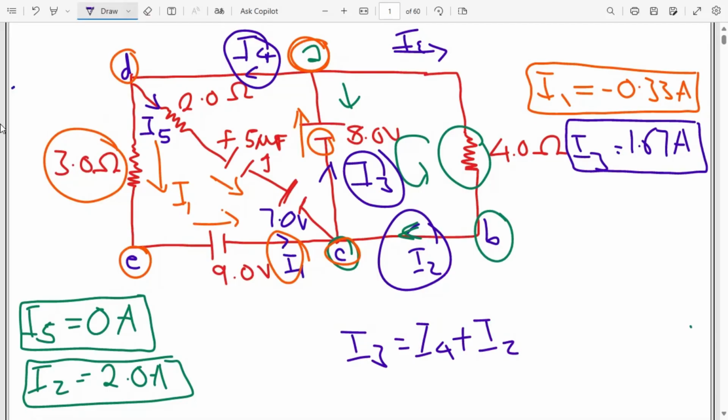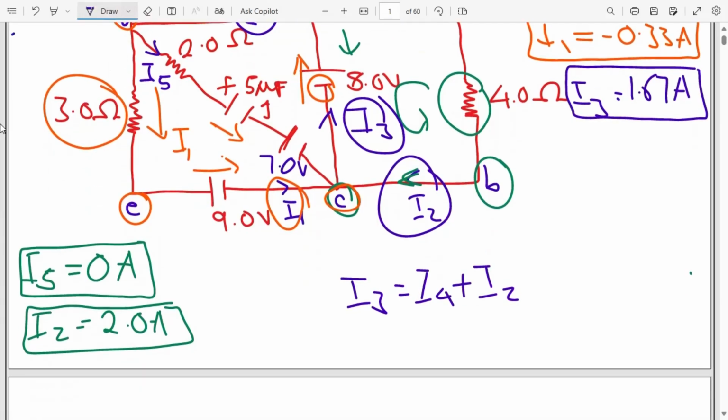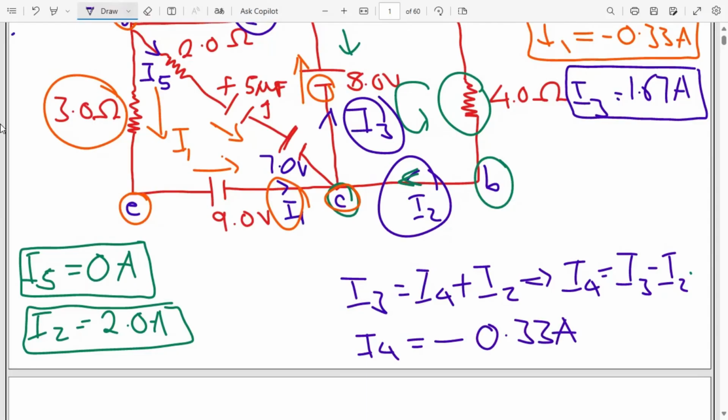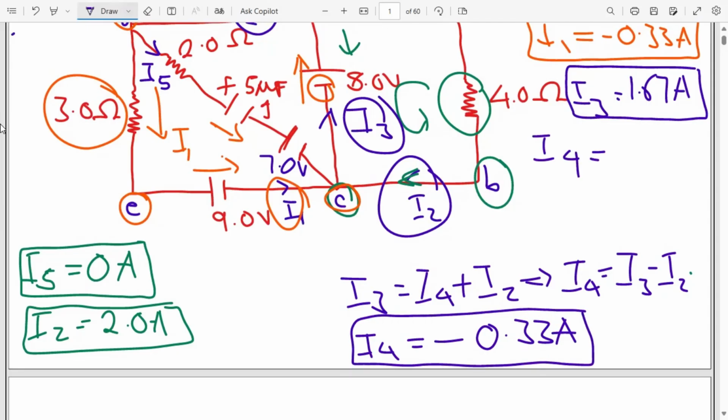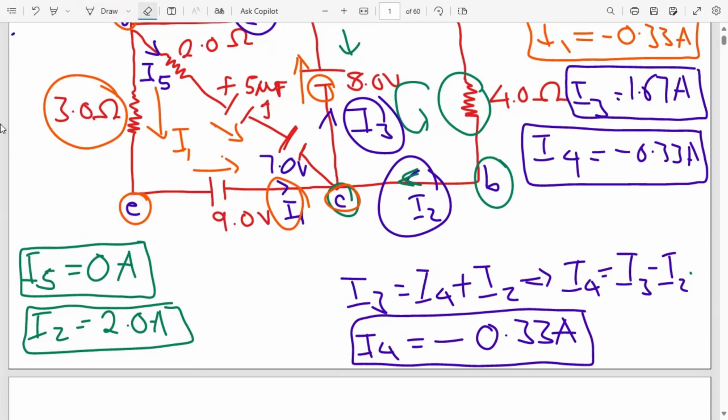And this is going to give us what? Just going to use the values that we already have. Current 4 is equal to current 3 minus current 2. That means our current 4 is equal to 1.67 minus 2.0, which is going to give us negative 0.33 amps. So current 4 is equal to negative 0.33 amps, like that. And we can now move on to the last question.